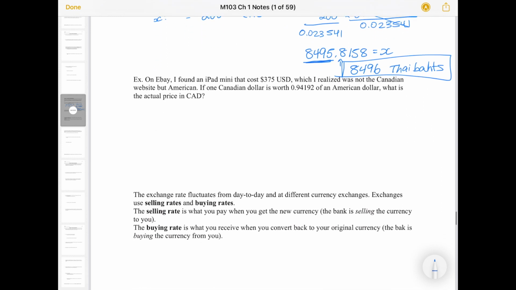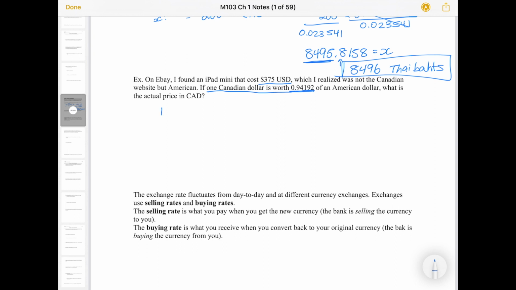Okay. Our next example is going to be between the American and Canadian dollar. So these are going to be, of course, much more similar values. On eBay, I found an iPad mini that costs $375 American. And I realized that was not the Canadian website, but American. If 1 Canadian dollar is worth 0.94192 of an American dollar, what is the actual price in Canadian dollars?